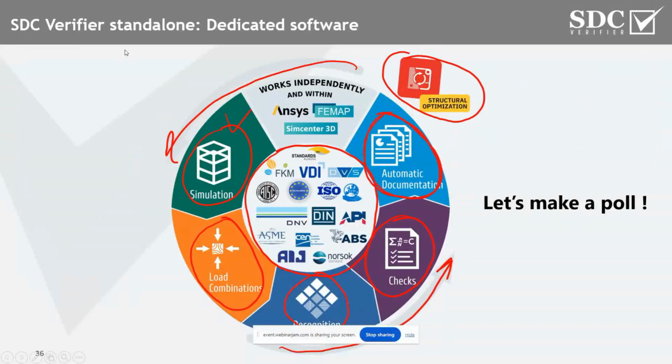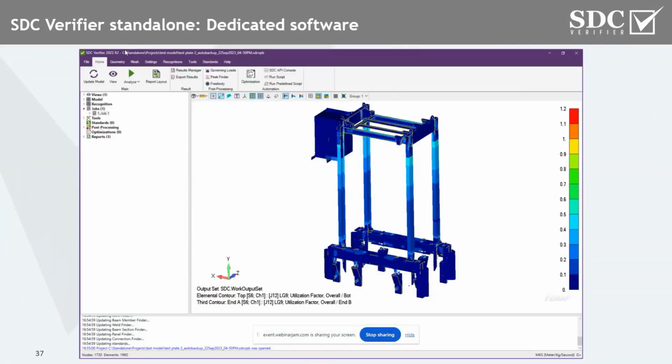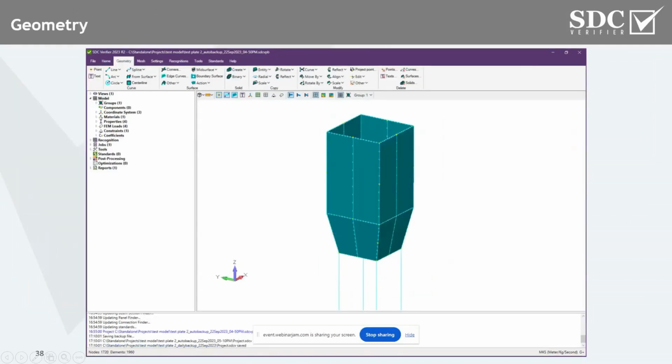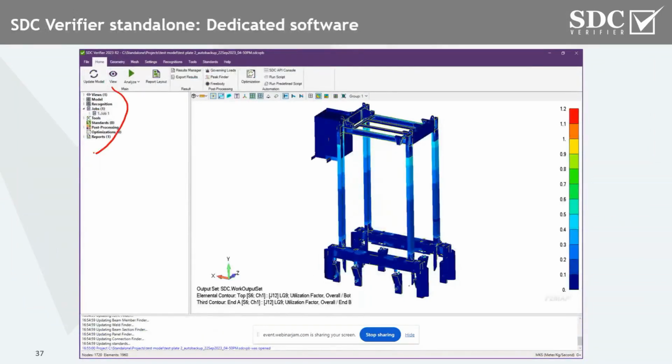So this is the workflow. Let's walk through each of these steps in more detail, starting from model creation. This is how the main environment of SDC standalone looks. The interface is pretty convenient. On the right-hand side, you have full control of the main items, but also in the upper ribbon panel, you have the same.